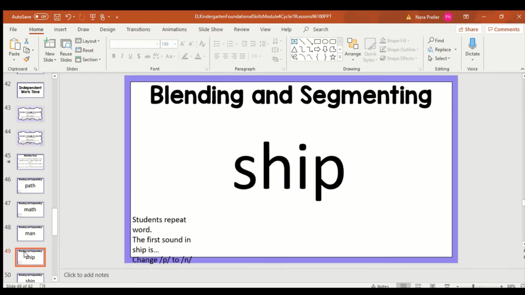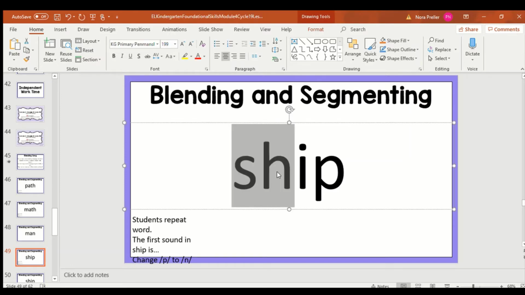Now we're going to start with a new word. I'm going to give you a second to see if you can blend the sounds together to read the new word. I highlighted the SH because SH together says shh. Try to sound it out. Did you get ship? Ship? If you did, great job. If not, you can go back and try one more time.